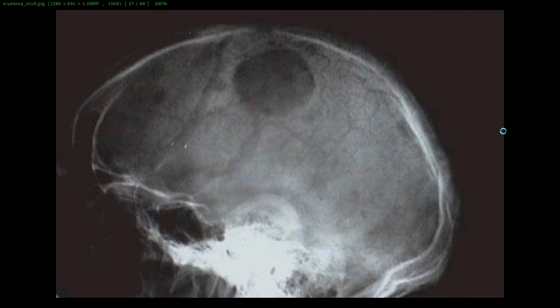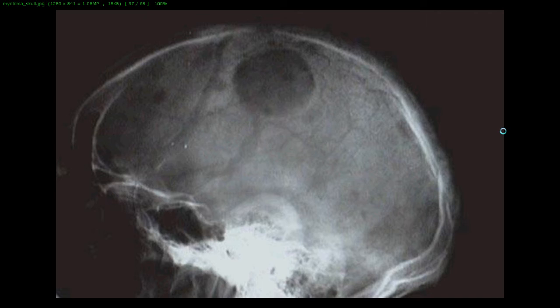His skull was x-rayed, and this is a lateral view of his skull, depicting from the vertex through the base, although the mastoid processes are not included, and from the anterior portion of the frontal sinus to the external occipital protuberance posteriorly.